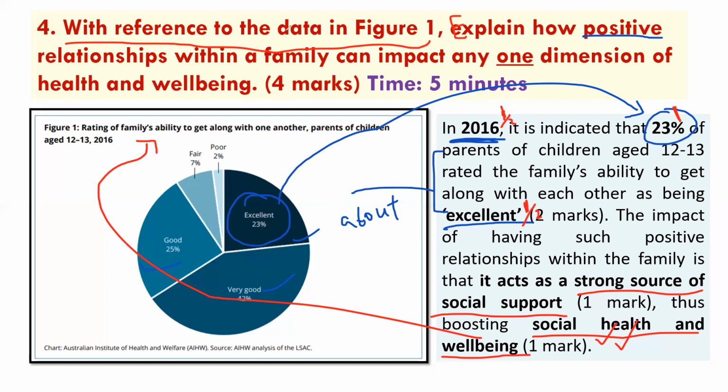When it says with reference to the data, it's easier to just start off with the data, put the data right at the beginning, and then do your explanation or justification afterwards. Because it's easier to bring in the data and say, this is the data, in 2016 it indicates the 23%, and then say, because of this, the impact of having such positive relations. It's easier to structure your answer like this rather than start with the explanation and try to bring in the data and fit it at the end. It might be a little bit more difficult to do it that way.